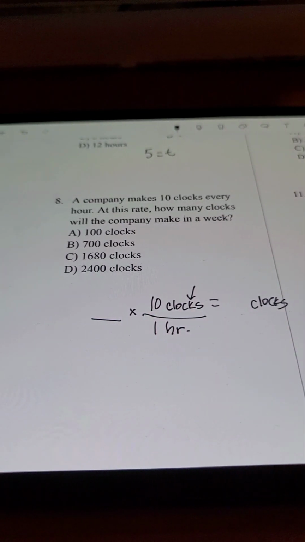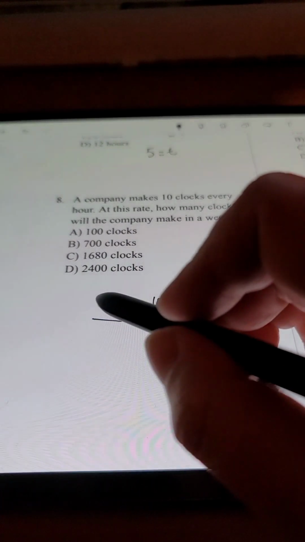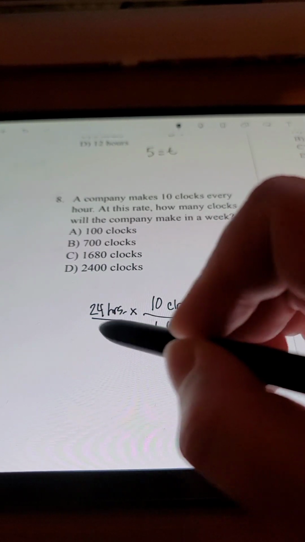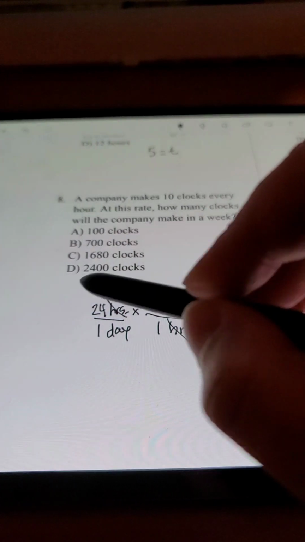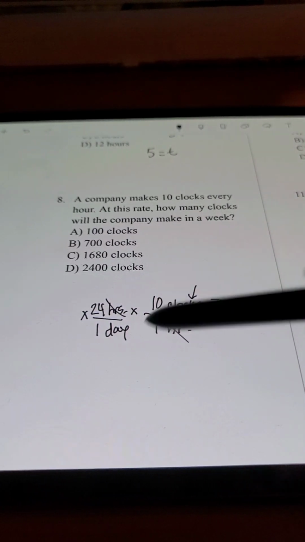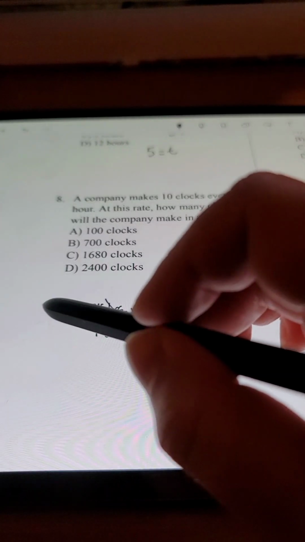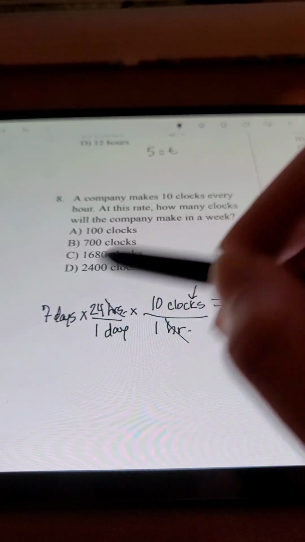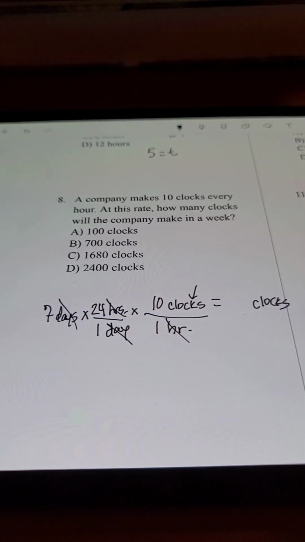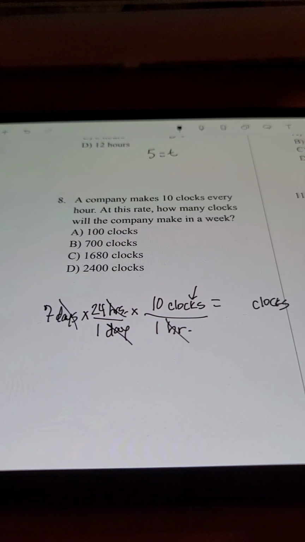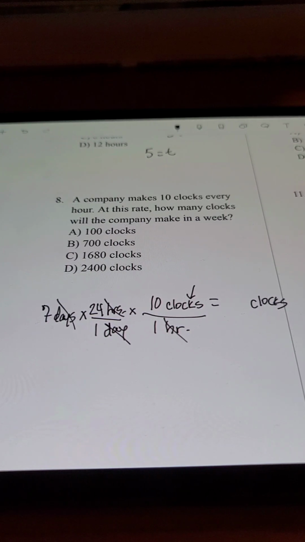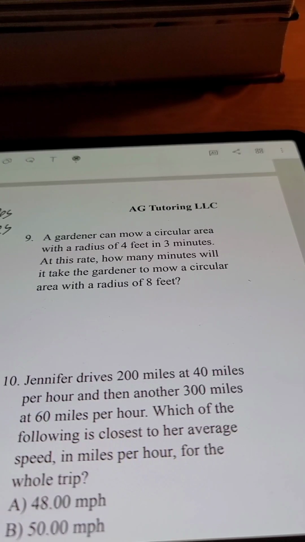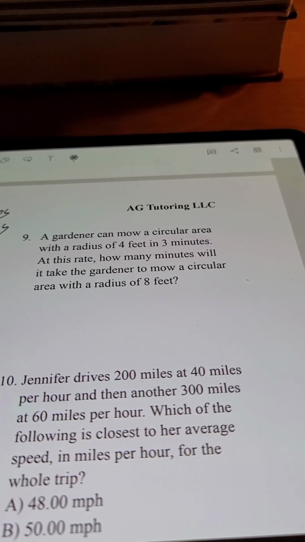So I'm going to think, okay, there are 24 hours in a day. So I could say 24 hours in 1 day is another relationship I can use and cancel out hours and hours. And then now I want to cancel out days. So how many days are in 1 week? Well, there's going to be 7 days are equivalent to 1 week. So this cancels out right there and there to leave me with just the number of clocks. So I'm going to multiply all that to get my answer. And then the answer would be C. Okay, pause to read number 9 if you haven't already.